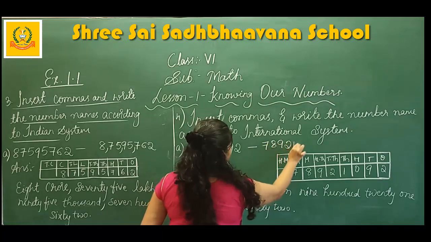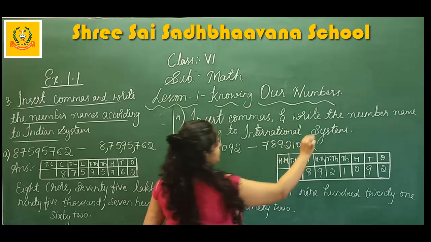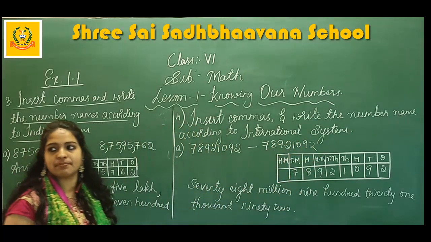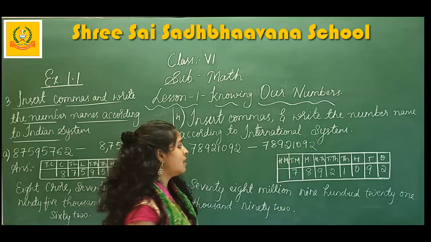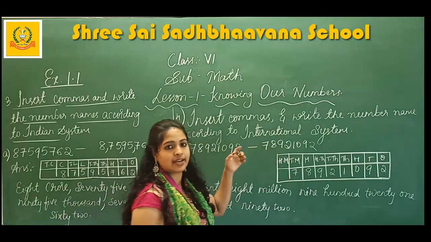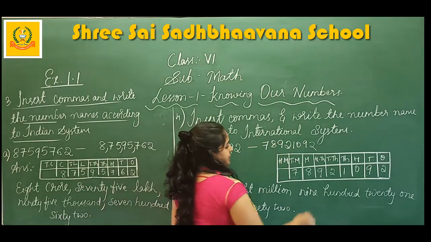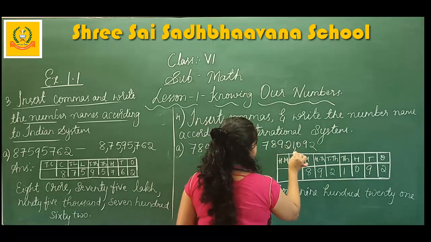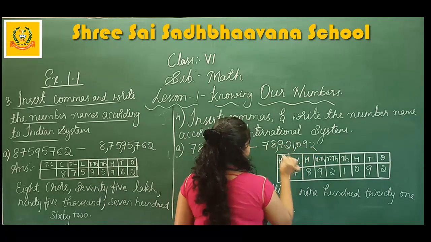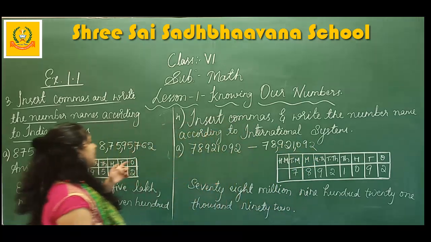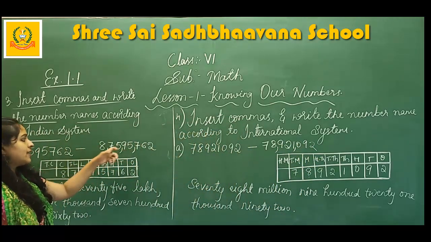What we have to do? We have to place the comma. As I said, in international system, we have to place the commas after 3 digits. After 3 digits from the right side, right to left. 1, 2, 3, 1 comma. 1, 2, 3, another comma. See, after 3 digits. Here what happened? 3 digit, 2 digit, 2 digit.